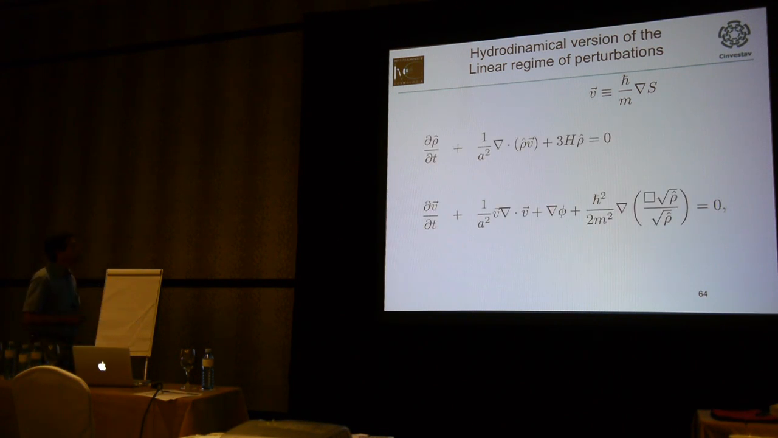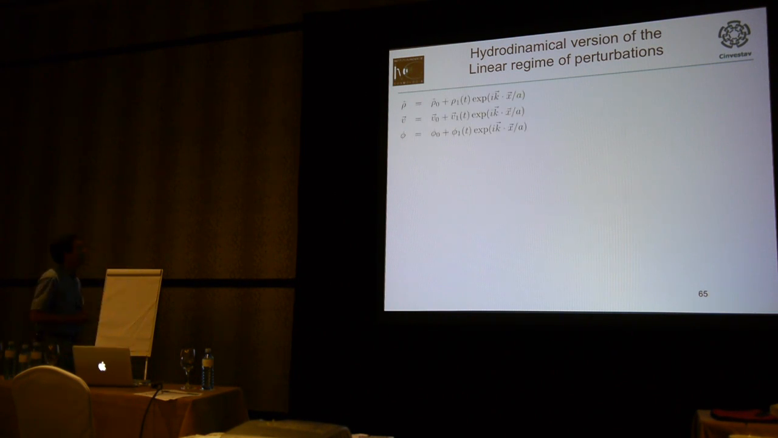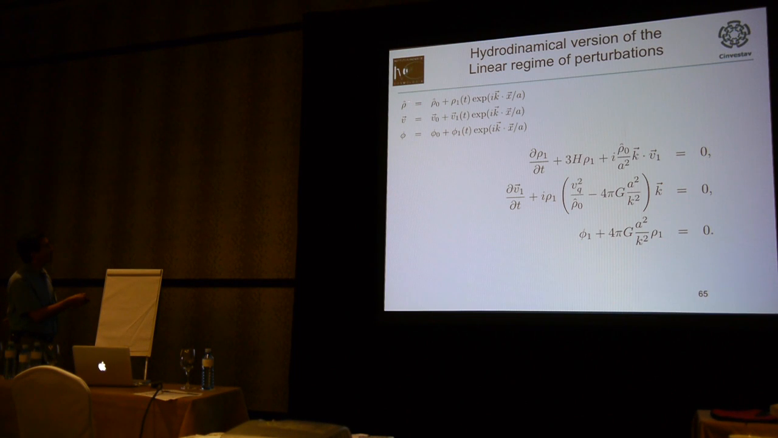Well, now let me show you what happens if we make a linearization of this equation in order to see the linear regime of perturbations of this system. We perform this linearization, you make this ansatz, and the difference here, this is very similar to the cold dark matter system. The difference is this velocity. This velocity is the only part of this whole system where the Planck constant appears again. And this is the velocity.